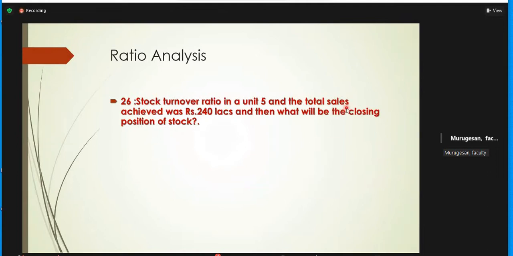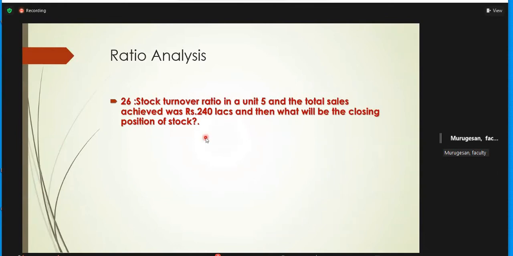Normally remember, opening stock plus closing stock divided by 2 is equal to average stock. If they give opening stock, you have to find out the average stock. If they don't give opening stock, only closing stock, you see the straight formula. What is the straight formula? Stock turnover ratio of a company is 5. That means stock is rotated 5 times versus sales. So total sales 240. Then what will be the closing position of stock?